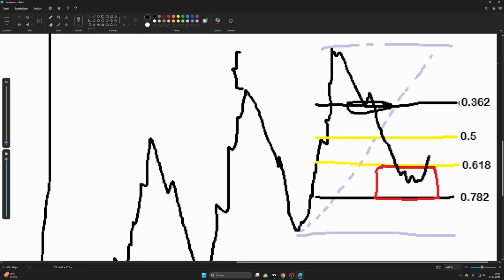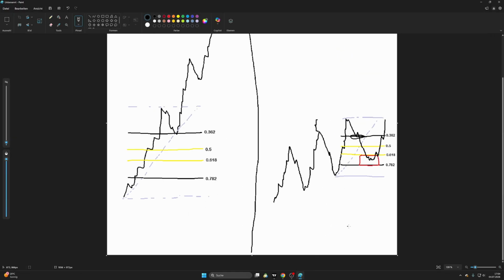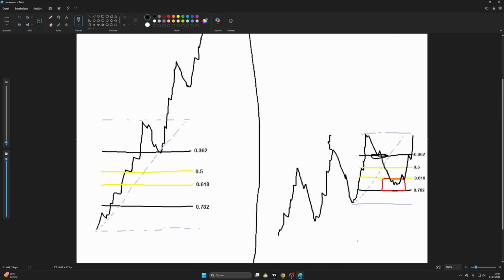And as soon as confirmation is shown by a low time frame change of character or any candlestick pattern, you can try your best and, let's say, enter and hope for the best, right? So this is what you should be doing. So yeah, this is everything I wanted to show theoretically.